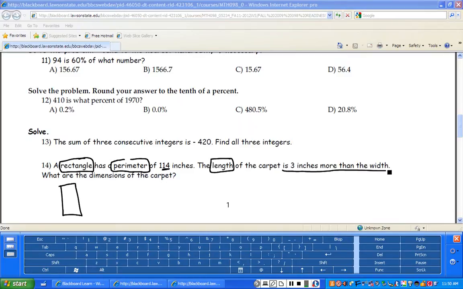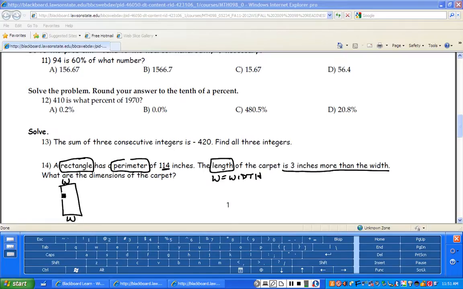Now the length is 3 more than the width, but we don't know what the width is, so we just say W. W will be our width. Now the fact that we're dealing with a rectangle lets us know that opposite sides are going to be the same. So if width is W, then this other side will be a W.